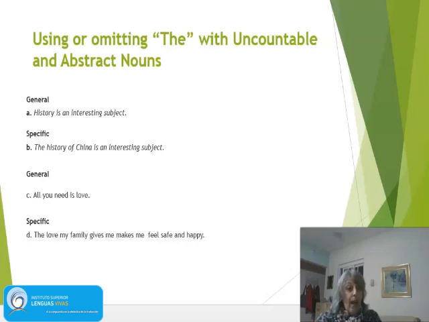Now, in the next example, we have an abstract noun. For example, all you need is love. Love is abstract. But if I want to be more specific: the love my family gives me makes me feel safe and happy. In that case, I use the definite article the, because I'm limiting. I'm talking about what kind of love I'm referring to.